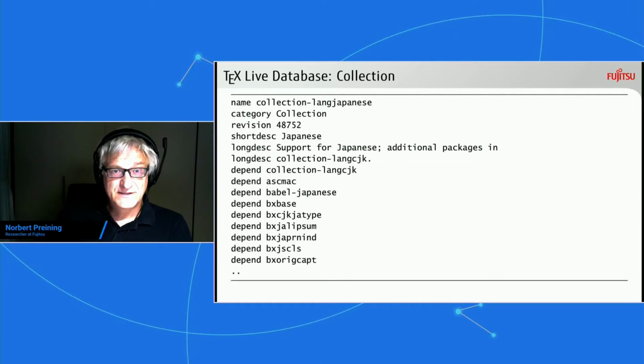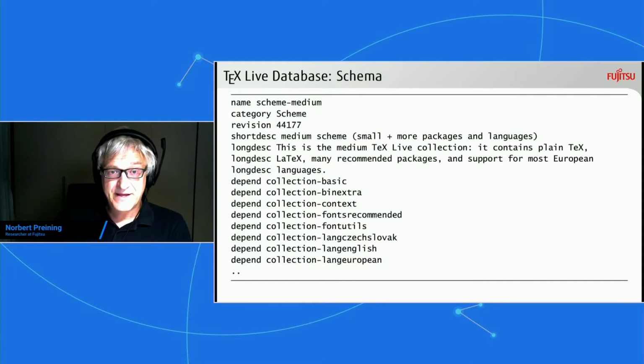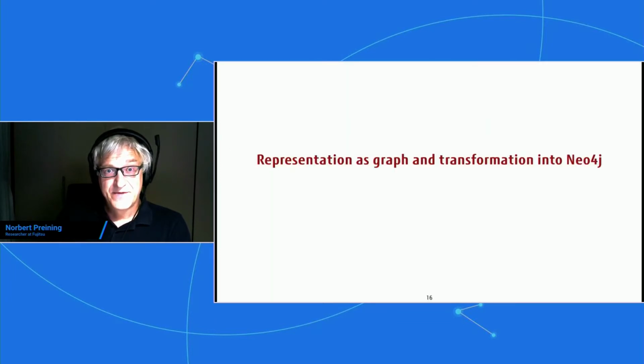Then for collections, there is just a description. For example, collection-langjapanese is just for Japanese language support. And it requests a few packages, says depend on a few other packages, but also on other collections. So there are relations within the same hierarchy level, but also to the lower level. And scheme is more or less the same as the top level. It's like scheme-medium, a reasonable selection of fonts and packages for some languages.